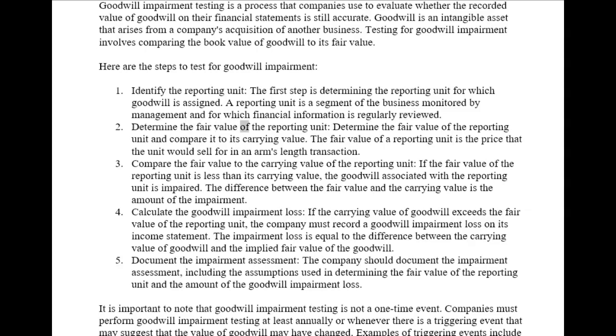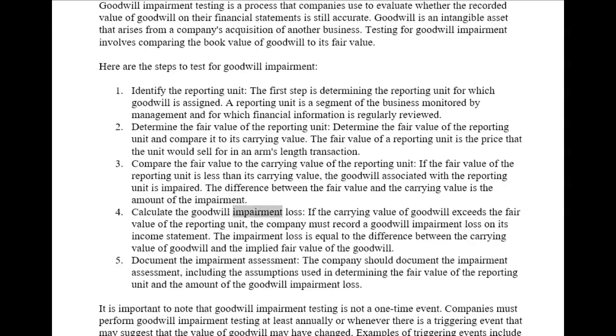Determine the fair value of the reporting unit. Determine the fair value of the reporting unit and compare it to its carrying value. The fair value of a reporting unit is the price that the unit would sell for in an arm's length transaction. Compare the fair value to the carrying value of the reporting unit. If the fair value of the reporting unit is less than its carrying value, the goodwill associated with the reporting unit is impaired. The difference between the fair value and the carrying value is the amount of the impairment.